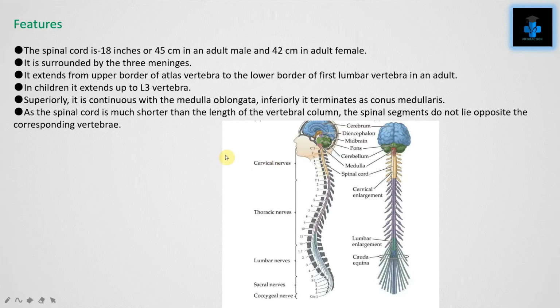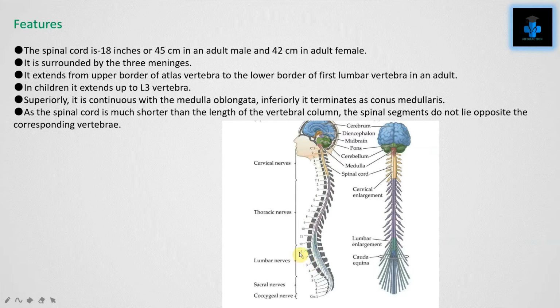Features of spinal cord. The spinal cord is 18 inches or 45 cm in an adult male and 42 cm in an adult female. It is surrounded by three meninges. It extends from upper border of the atlas vertebra right here till the lower border of the first lumbar vertebra in an adult. This is the L1. In children, it extends up to L3 vertebra, that is right here, L3.